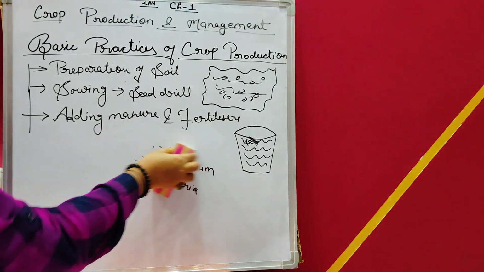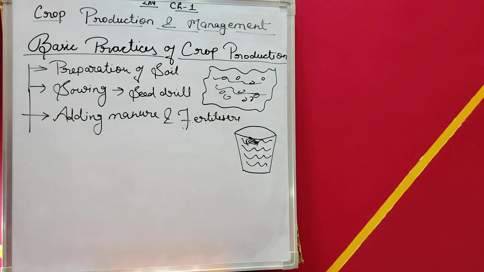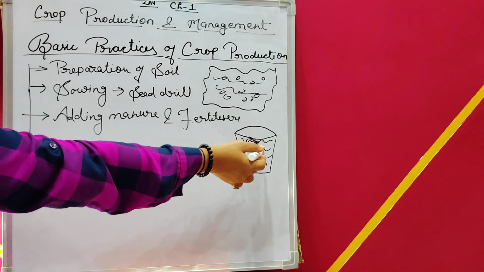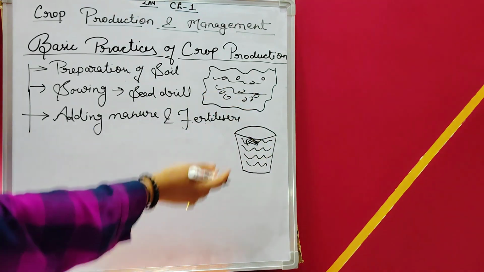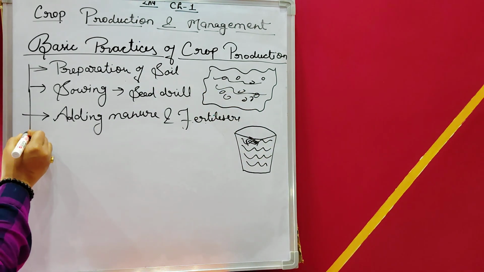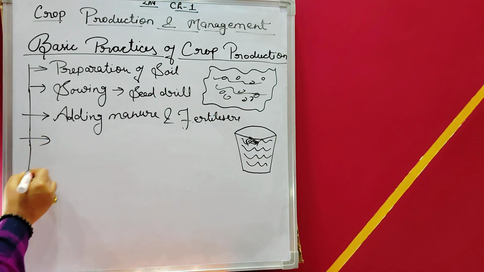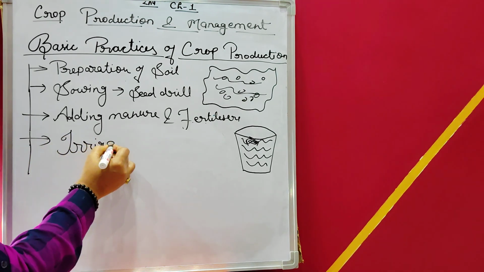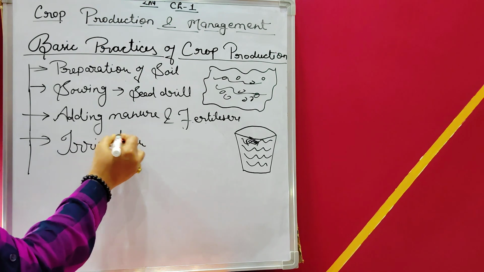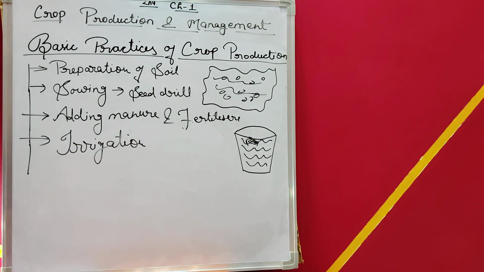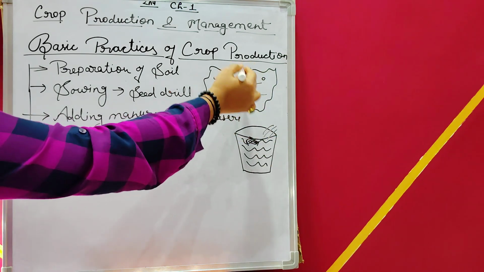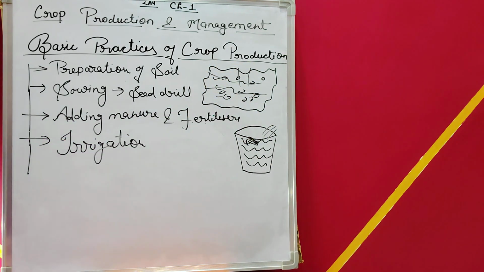So we have seen the first step, that is the preparation of soil, after that sowing, and after that adding manure or fertilizer. You can add cow dung, whatever, as a manure in your pot too. After that, what is needed? That is irrigation. Irrigation is basically watering the plants. Like you also water the plants, right? The farmer also does the same thing, irrigation.